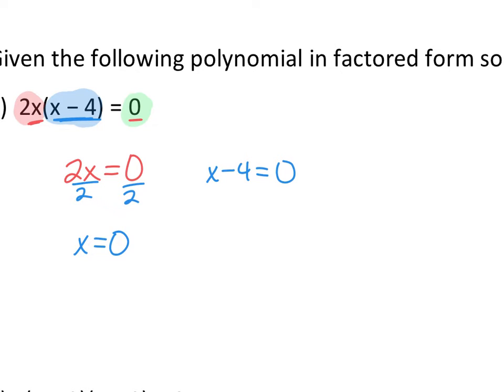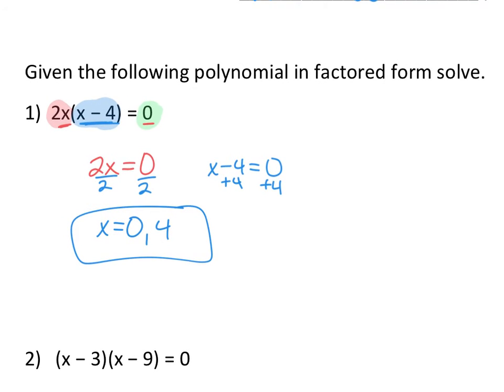Next equation, what do I do? I add the 4 over, so x equals 4. X equals 0 and x equals 4. That's my two answers. That's it.